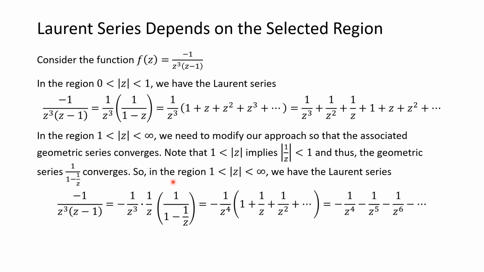And so we can write our function here, factor out the minus 1 over z cubed, and then factor out a 1 over z, and that leaves 1 over 1 minus 1 over z, and then we can expand this using the geometric series expansion, and we get this here, and then we multiply by the minus 1 over z to the fourth, and we get this expression here. So you can see these are not the same. We get two different Laurent series depending on the region of interest.